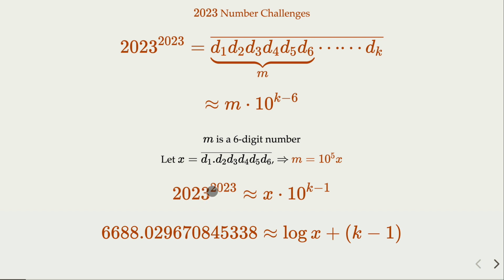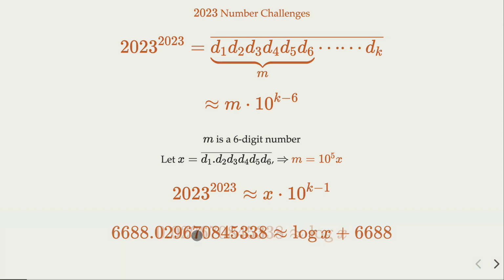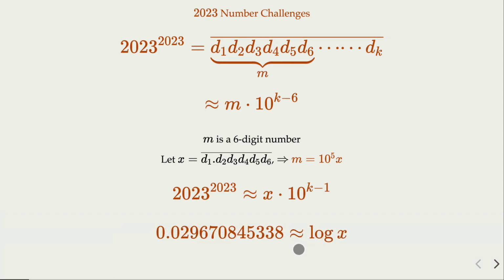Now this time you take a logarithm. Let's do that. The left hand side, earlier we know that is 6688 plus some fraction part, and here k, what is k? 6689. So you have 6688 here, and this 6688 would cancel. What you get is this. This is consistent with what we have earlier: we know the x here is some number greater than 1, smaller than 10, so the logarithm base 10 would make the value less than 1, greater than 0. Indeed, the left hand side is 0 point something.